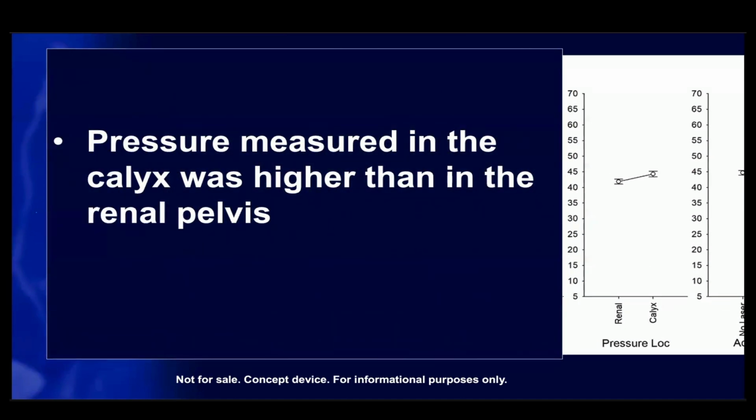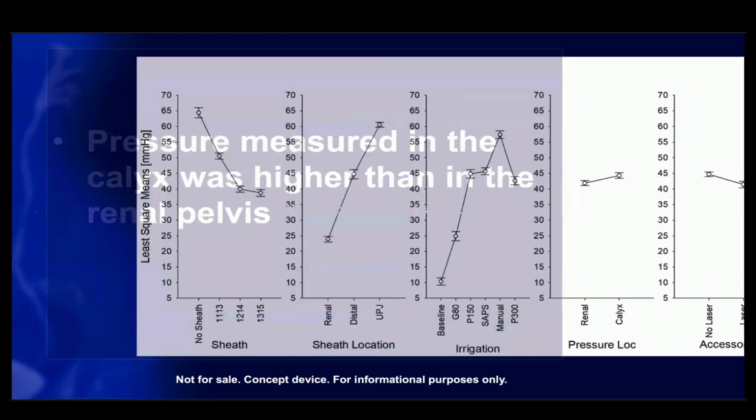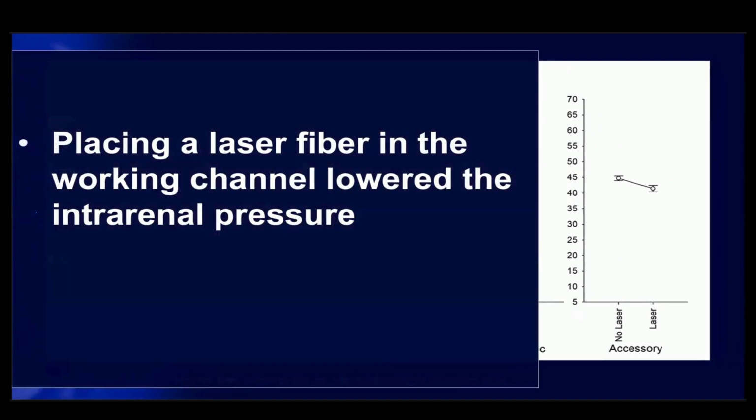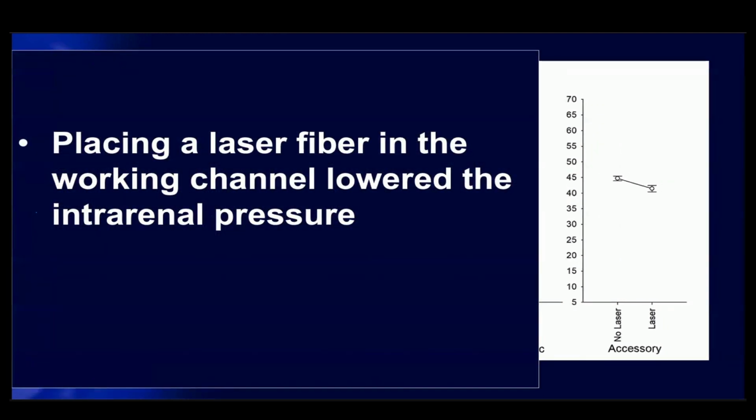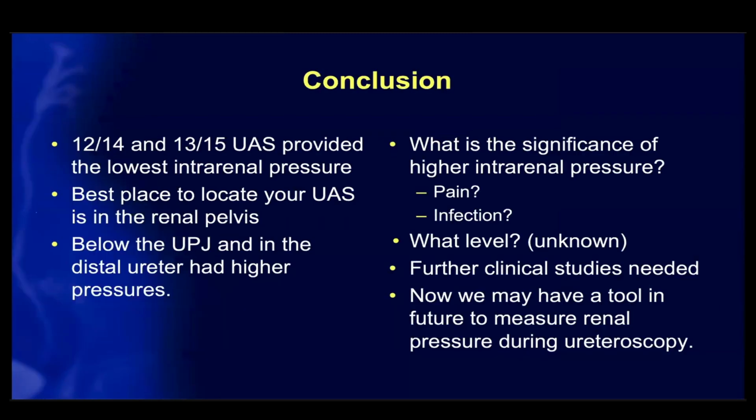We did measure the pressure in the calyx versus that in the renal pelvis, and it was certainly higher in the calyx than in the renal pelvis. This stands to reason because the pelvis has a lot more distensibility, whereas the calyx is sort of a fixed area. And when you place something in the working channel, such as a laser fiber, as we all know, that also decreases your pressure as well.